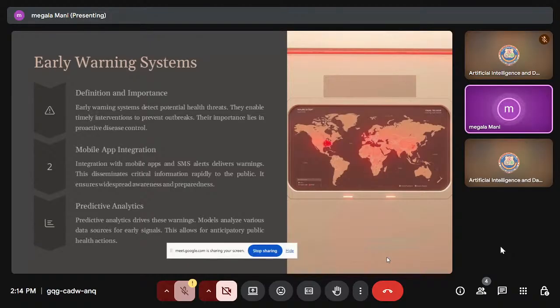And the second thing is mobile app integration. You can send messages to deliver the warning. This disseminates critical information rapidly to the public to ensure widespread awareness and preparedness. And the third one is predictive analytics. Here you can focus on various data sources for early signals, so you can take anticipatory public health actions, and see how it will be recovered.